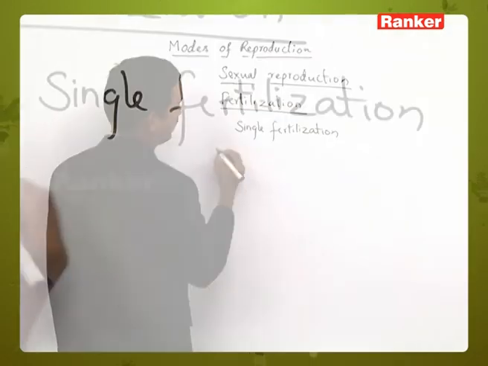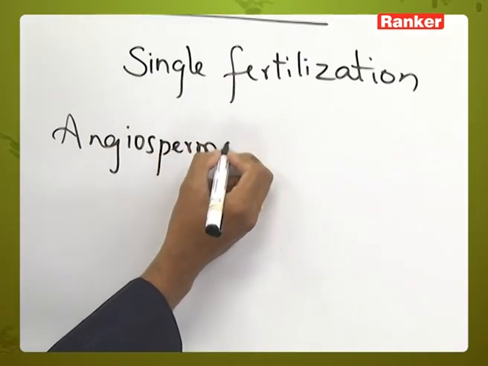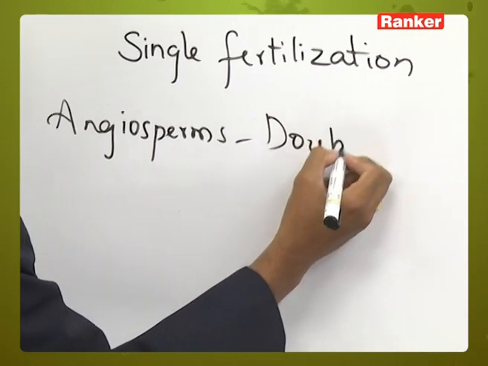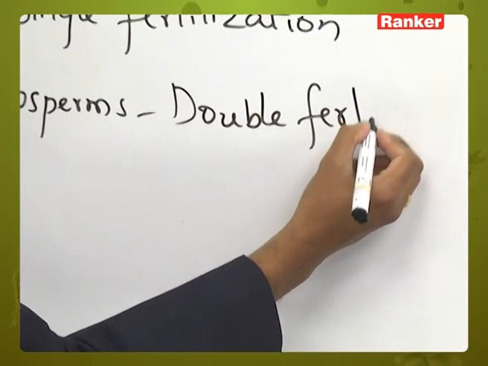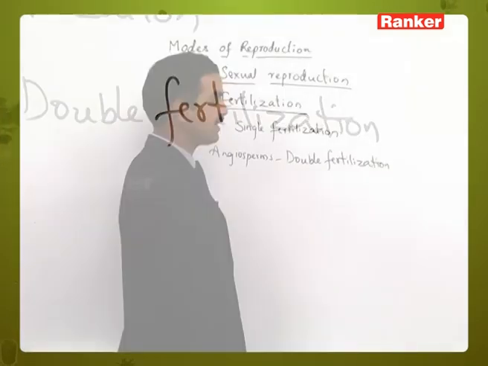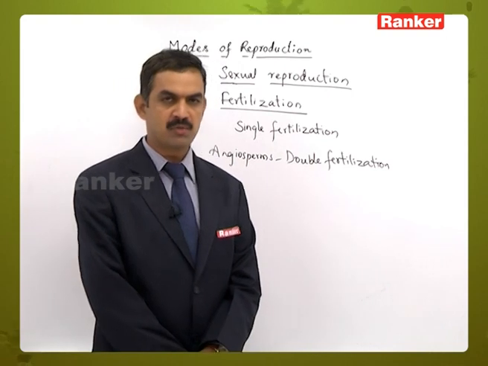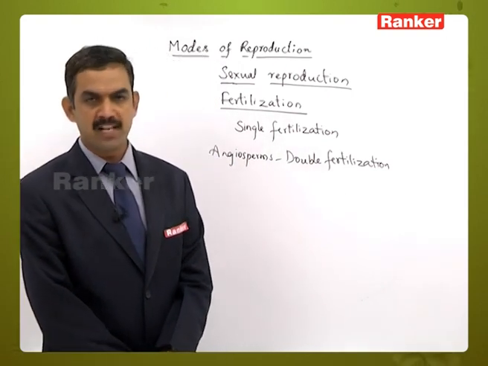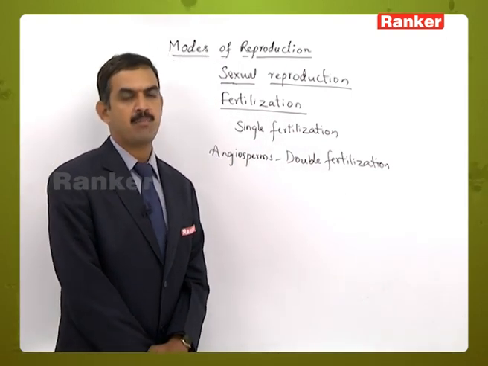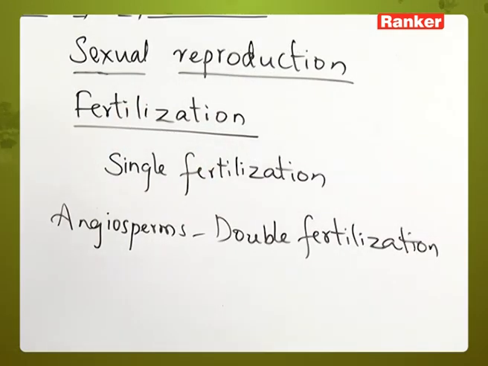But in angiosperms, there is a double fertilization, where two male gametes participate in the fertilization. One male gamete will fuse with the egg cell to form the zygote, and the second male gamete will fuse with the secondary nucleus of the embryo sac to produce the primary endosperm nucleus. So, the fusion between the male and female gametes is called the fertilization process.